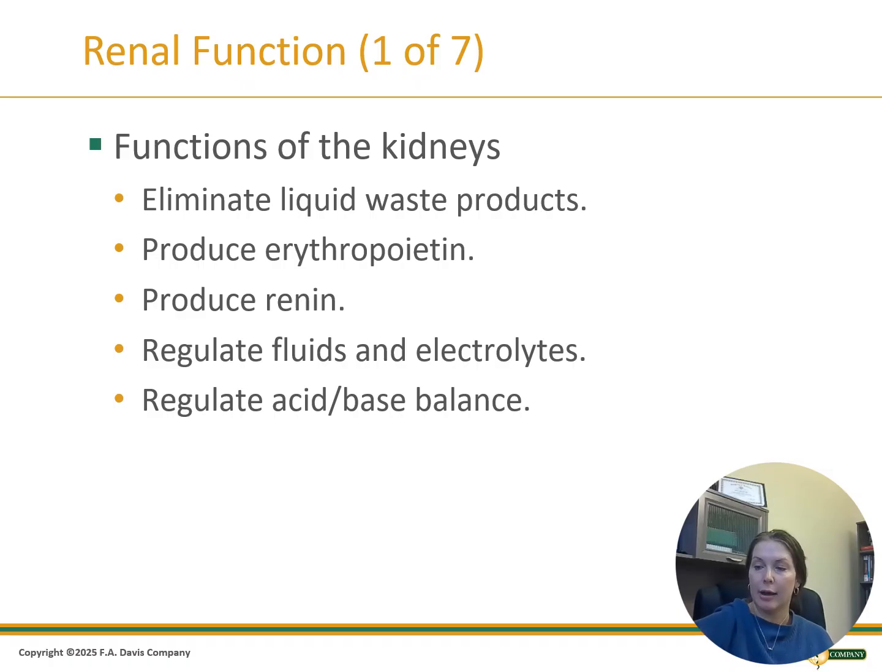Okay. They produce renin, so that brings us back to that renin, angiotensin, aldosterone system. Renin is an enzyme that is secreted by the juxtamedullary cells in the kidneys, and that's going to help to regulate our blood pressure and sodium balance.